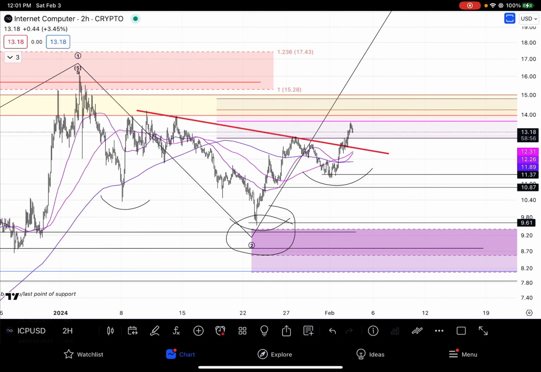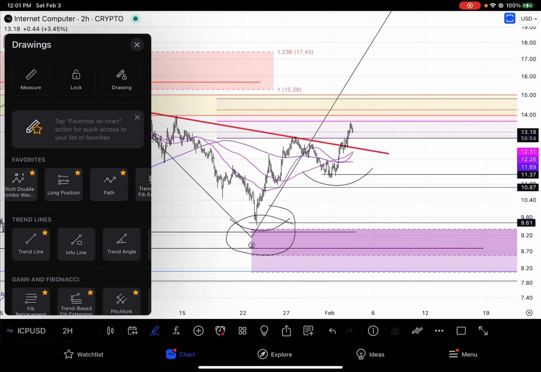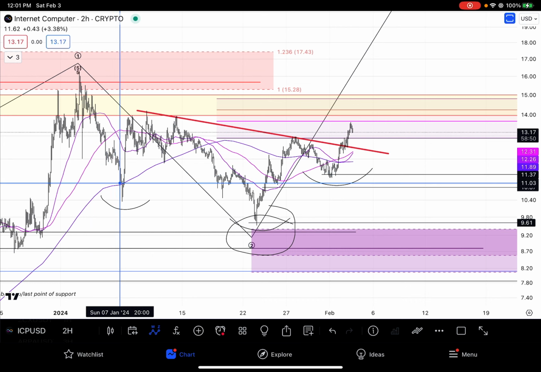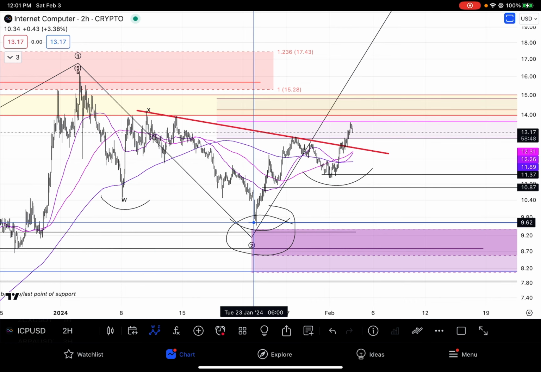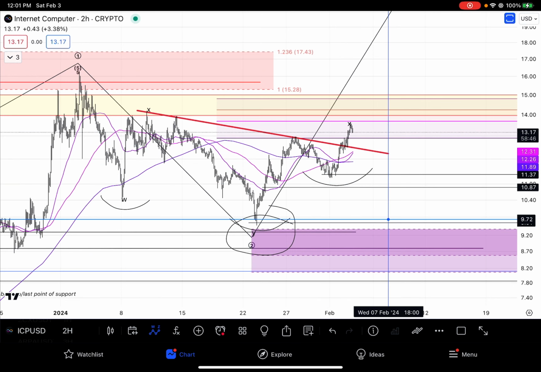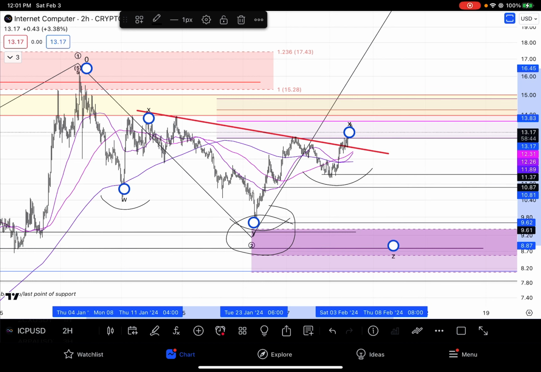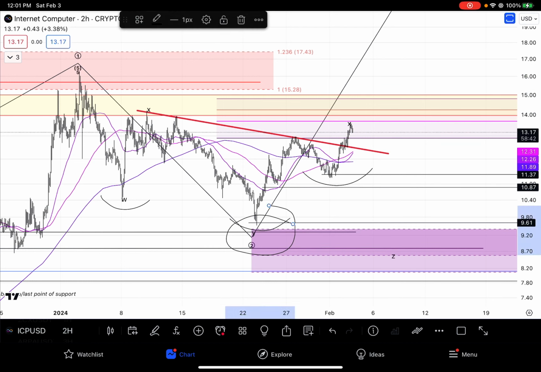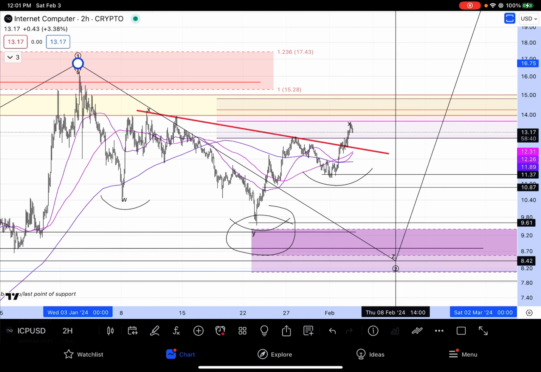And this would be, instead of it being an ABC correction, a W, X, Y, X, Z down over here, and then this would be your wave 2.